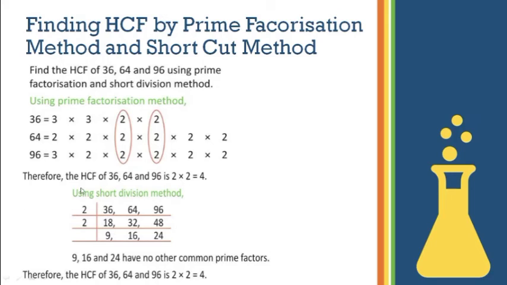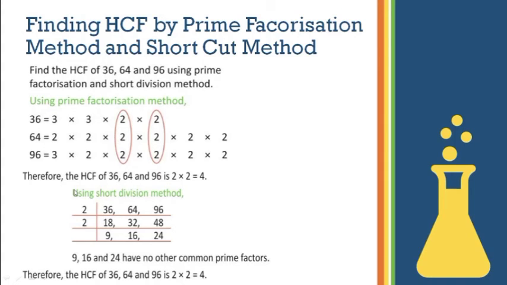So therefore the HCF of 36, 64 and 96 will be nothing but you take the digit from the circle 1, that is 2. You take the digit from the circle 1, 2, put a multiplication sign and then write the answer, it is 4. Means by 4 I can divide 36 completely, by 4 I can divide 64 also, by 4 I can divide 96. So this way I have calculated HCF by using the prime factorization method.